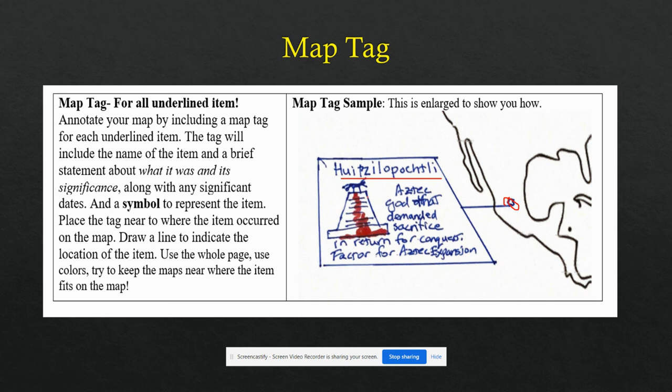And here, this guy's being sacrificed. Aztec god that demanded sacrifice in return for conquest, factor for Aztec expansion. Boom, that's enough. This is not proper grammar, but we get this.